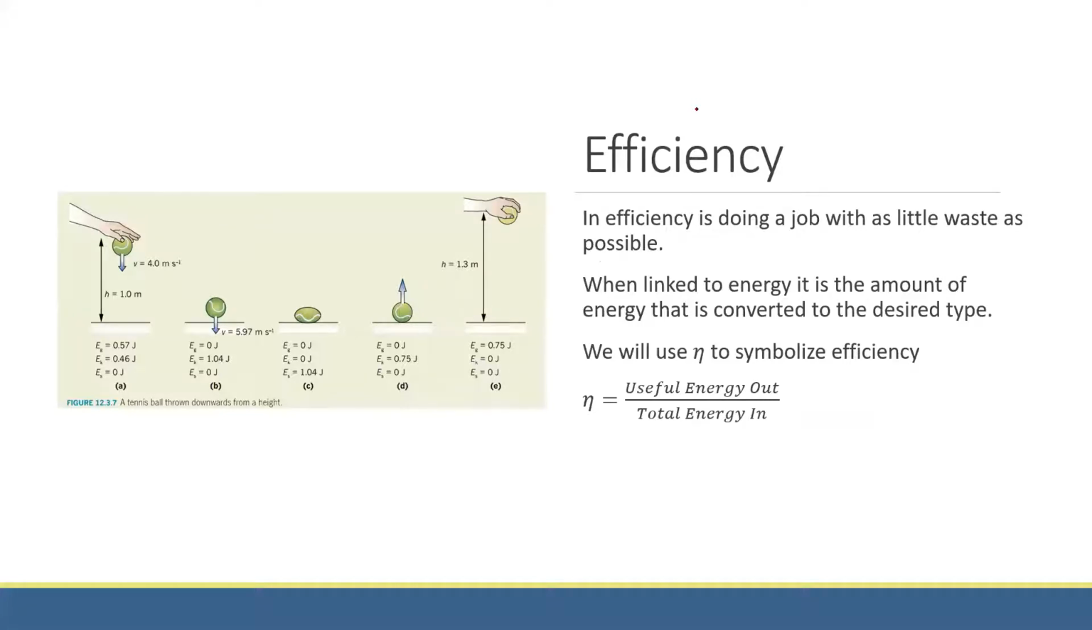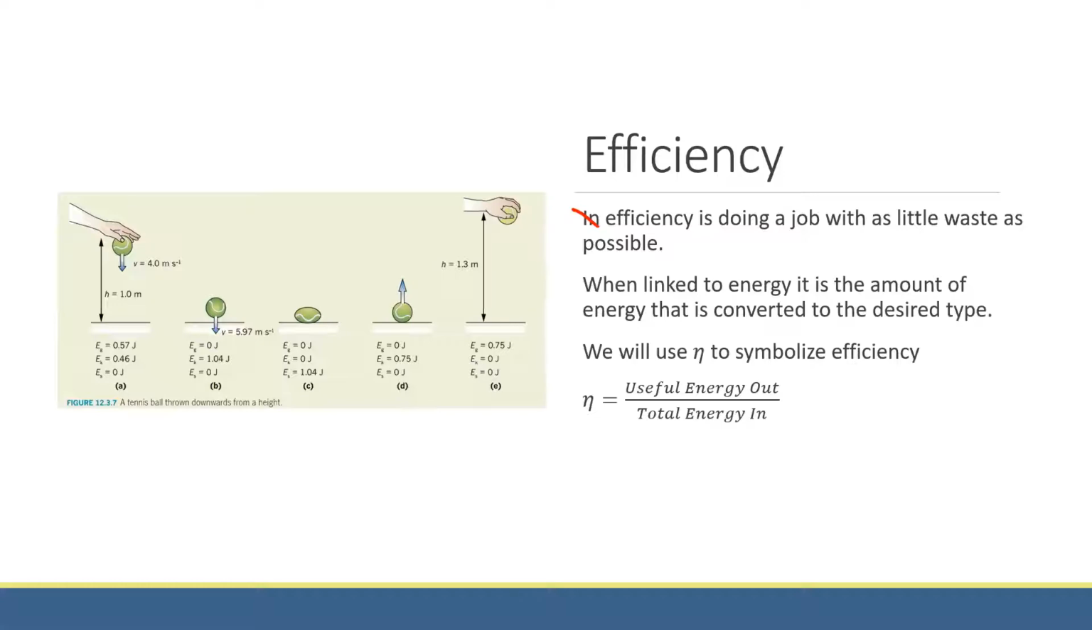Efficiency is doing a job. Efficiency is doing a job with as little waste as possible. So that's the general definition of efficiency, and that's usually the definition that will work for an object, for a system.